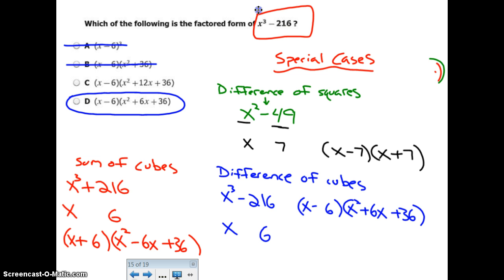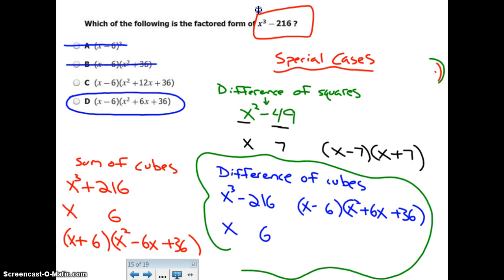So you want to know your special cases. All right? The one that we were looking at in particular was difference of cubes, okay? But you know, you might on your SOL get a difference of squares or a sum of cubes, and you want to know how to factor those.